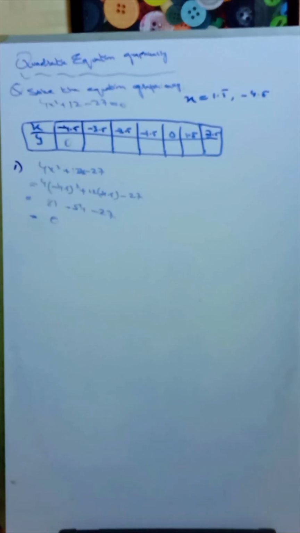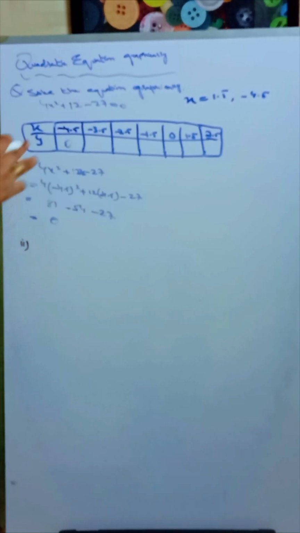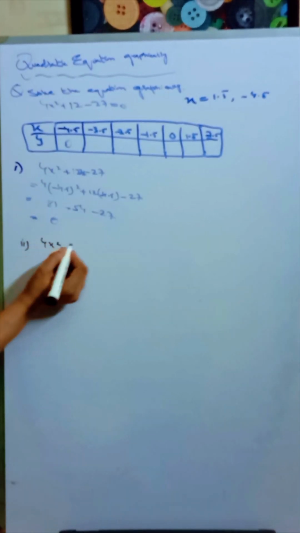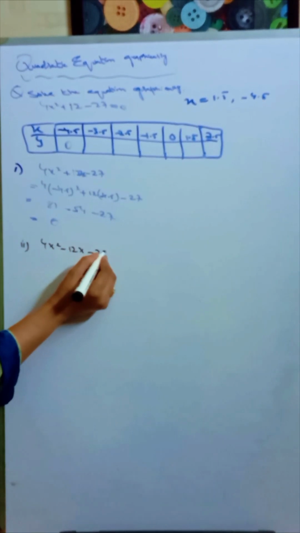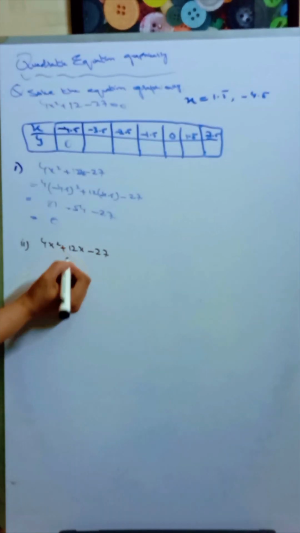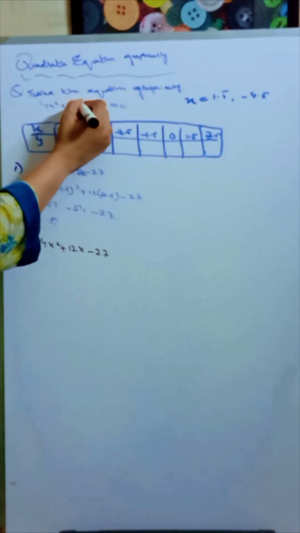Alright, now next, number 2. x is 4x squared minus 12x minus 27. Sorry, plus 12x. Here it is plus 12x.